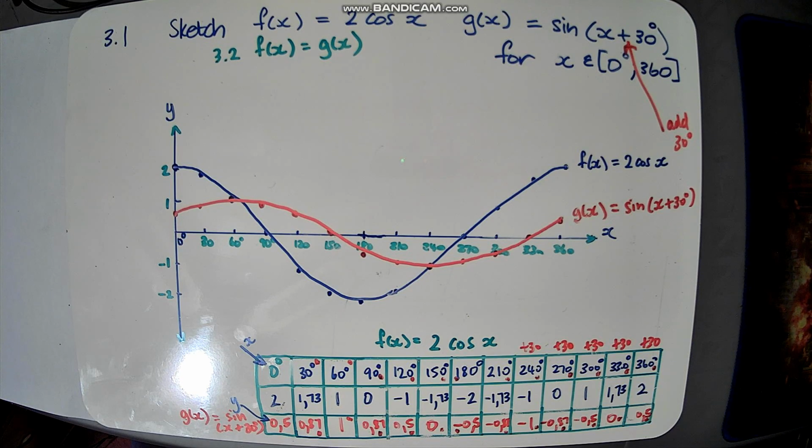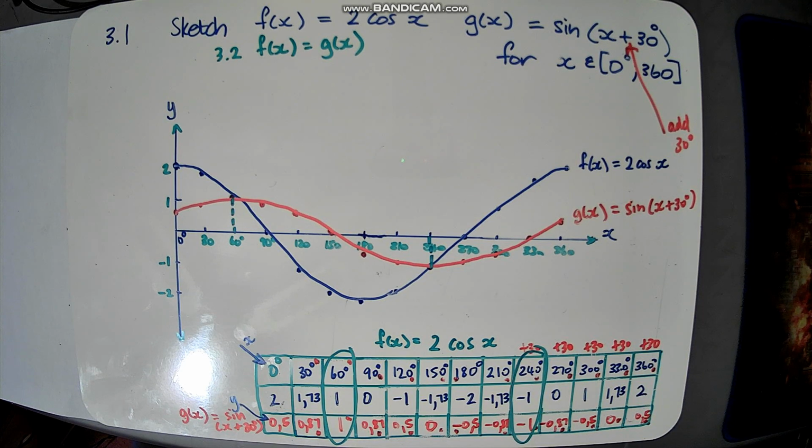Right, you're answering 3.2. f of x is equal to g of x. What does this mean? It practically means where do the two graphs meet up? Where do they intersect? Where do they cut each other? So look for it on the graph, and determine the x value of where the two graphs meet. If we draw vertical lines to the x-axis, we can clearly read off the graph. We can see it's at 60 and 240 degrees. But the beautiful part about drawing the grid, like how I've done in the bottom here, you can clearly see from the values that are the same at which x values they meet. I've circled them on the table.